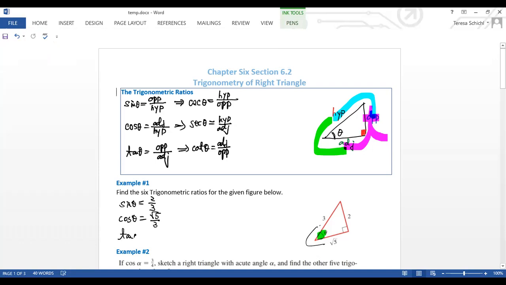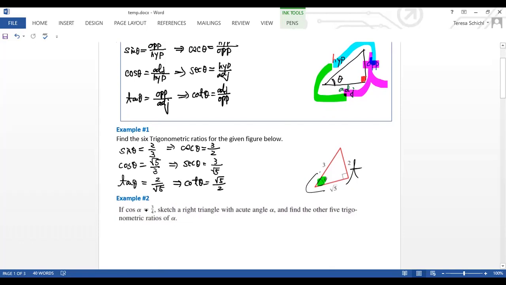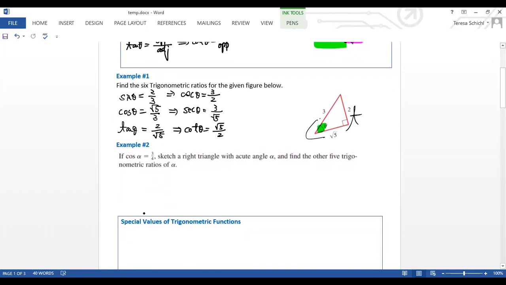Then tangent theta is 2 over the square root of 5. After you get the first three, the remaining three are just reciprocals. You just flip it. So cosecant theta is 3 over 2, secant theta is 3 over the square root of 5, and cotangent theta is the square root of 5 over 2. That basically just uses the definitions.